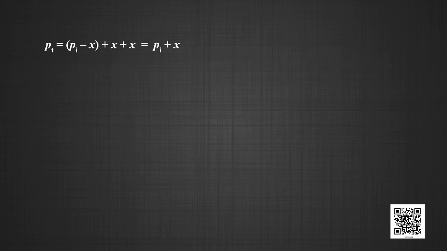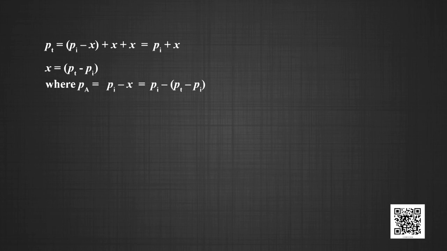Now, calculating the total pressure, it will be equal to Pi minus x plus x plus x, which is equal to Pi plus x. Now, the value of x will be equal to Pt minus Pi, where Pa is equal to Pi minus x, which is Pi minus (Pt minus Pi). Therefore, it will come out to be 2 Pi minus Pt.